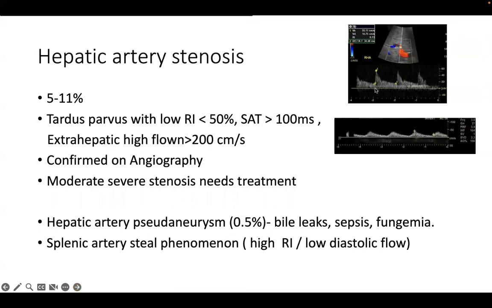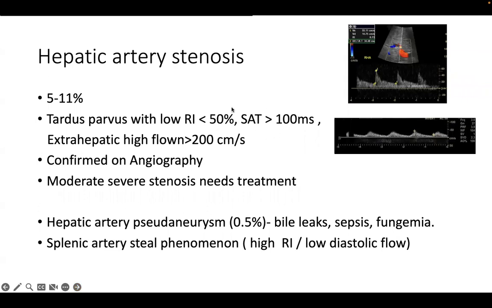That means, if you look at this, this is the normal Doppler. The upstroke is very steep and vertical. The systolic acceleration time is very short. In this one, from the base to the peak, it becomes a much flatter graph. The systolic acceleration time is much flatter, indicating some degree of stenosis. The SAT is more than 100 milliseconds. And proximal to the anastomosis, you have a very high flow.